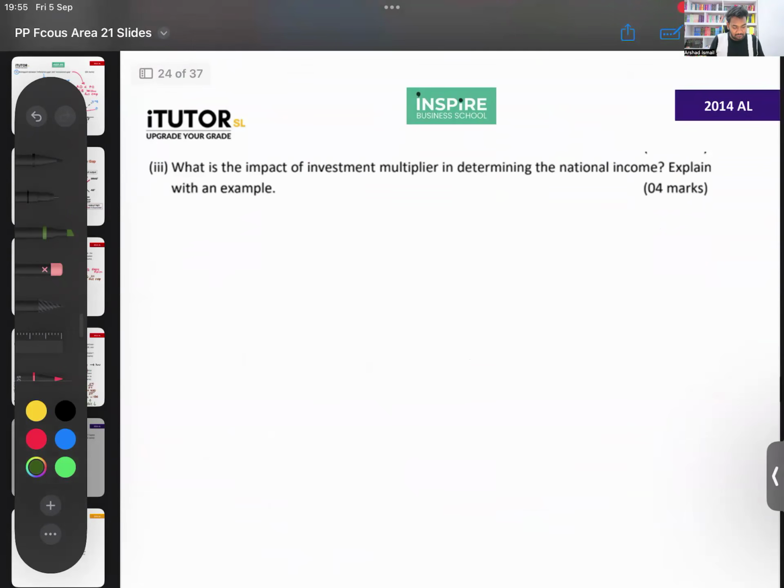Okay, 2014 A-levels, question number 3. What is the impact of the investment multiplier in determining national income? Explain with an example. So here is the same question as before, just reworded. You have to explain what the investment multiplier is. That is when investment changes, national income changes multiple times because that gets passed on, consumption will increase. That story you have to explain, and then explain with an example also.